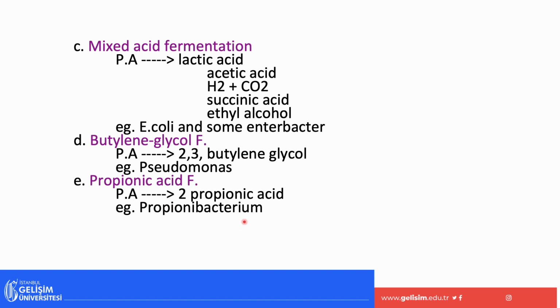So what happens over here? In this pathway, pyruvate ends up being converted into propionic acid. And this is an important chemical for some industrial and agriculture processes.